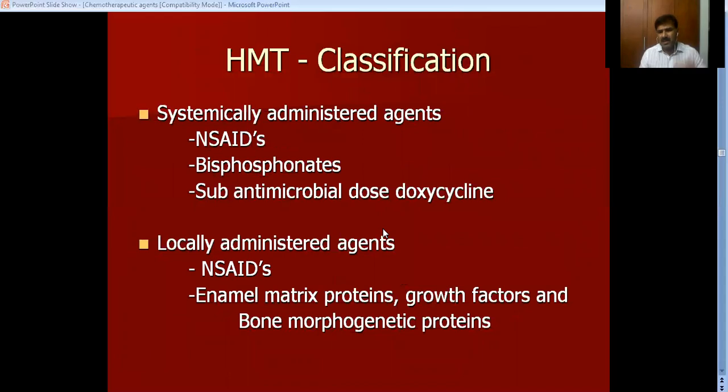Now, this can be classified as systemically administered agents and locally administered agents. Basically, locally administered agents are applied on the root surface or on the tissue during surgery. Systemically, you usually give it orally. And when you look at systemic agents, these are the most commonly used agents. You have a lot of NSAIDs, that is non-steroidal anti-inflammatory drugs, or you have bisphosphonates, or then there is sub-antimicrobial dose doxycycline.